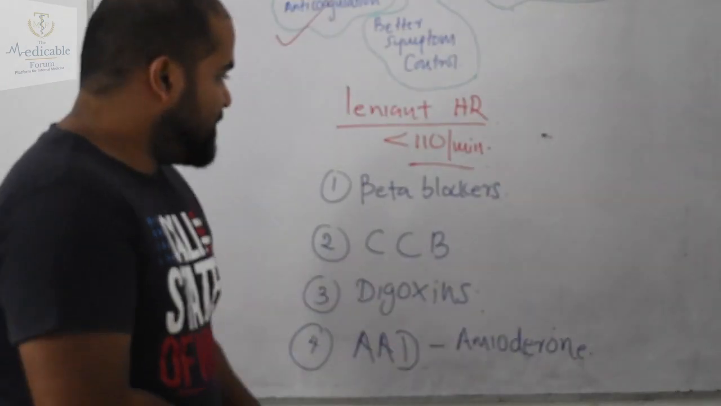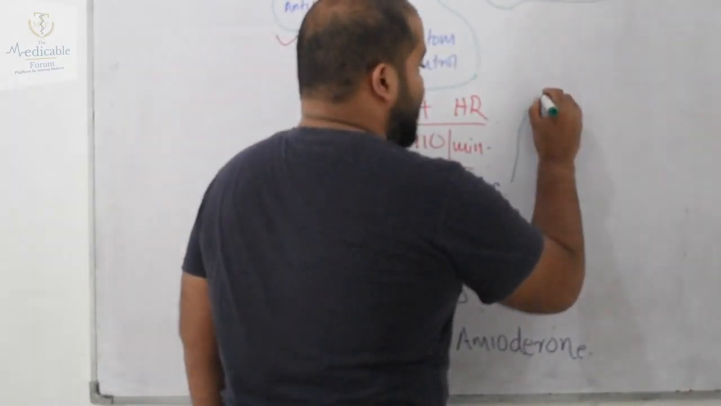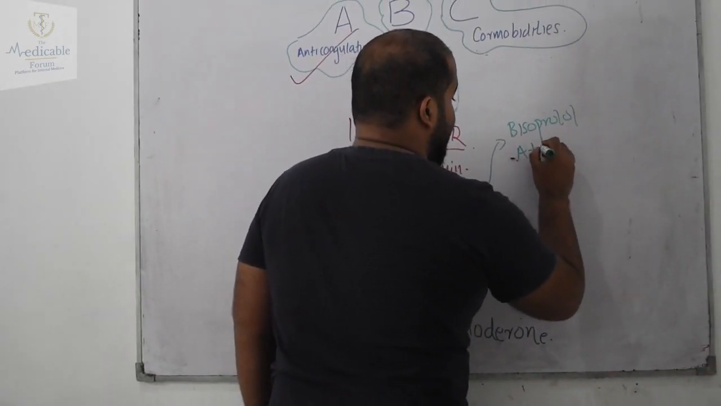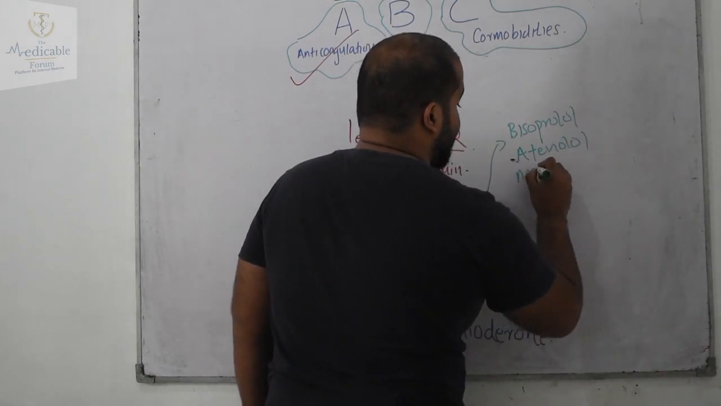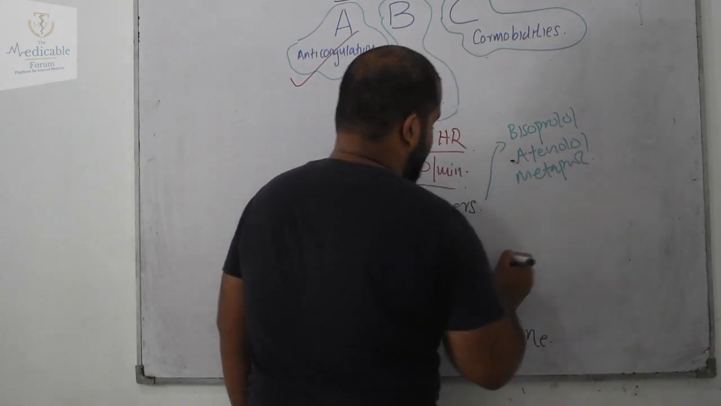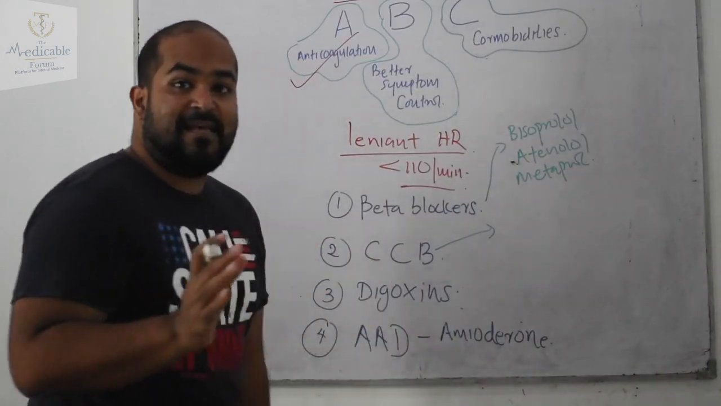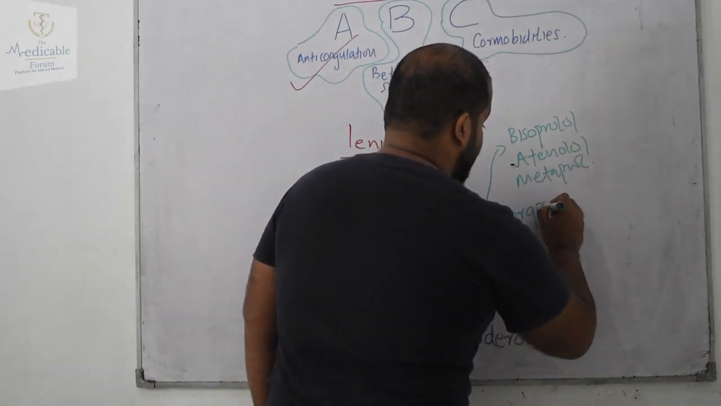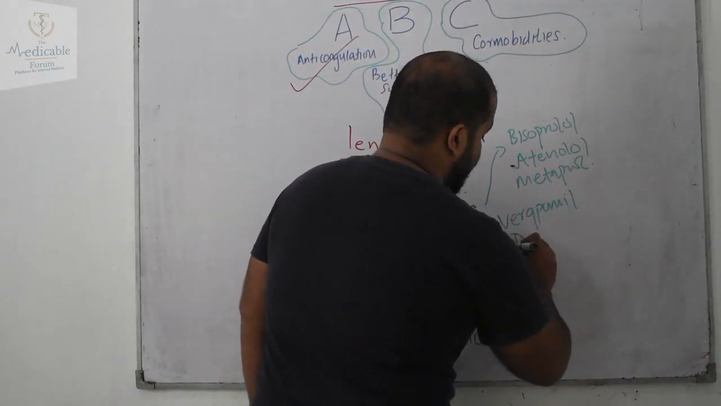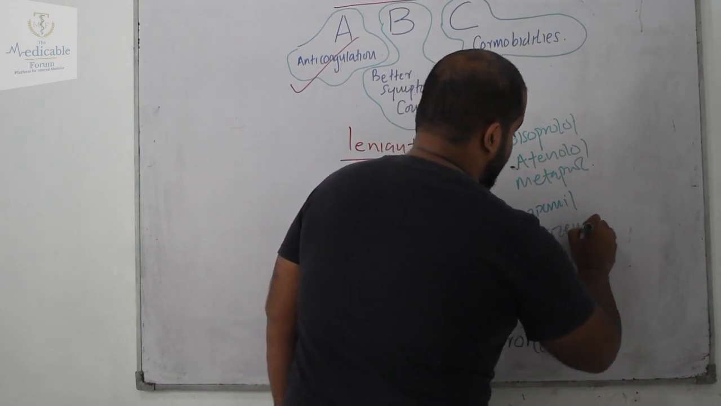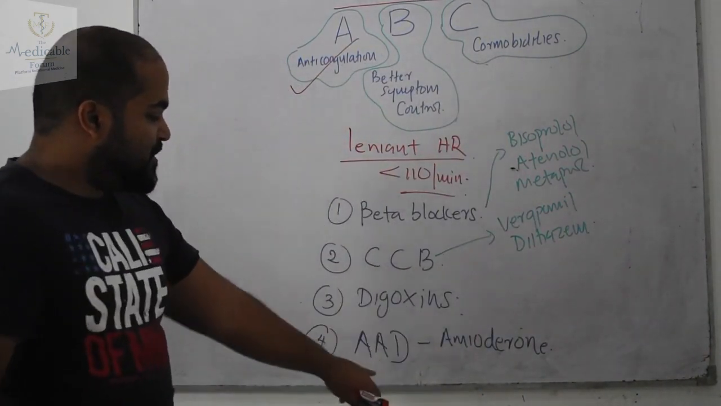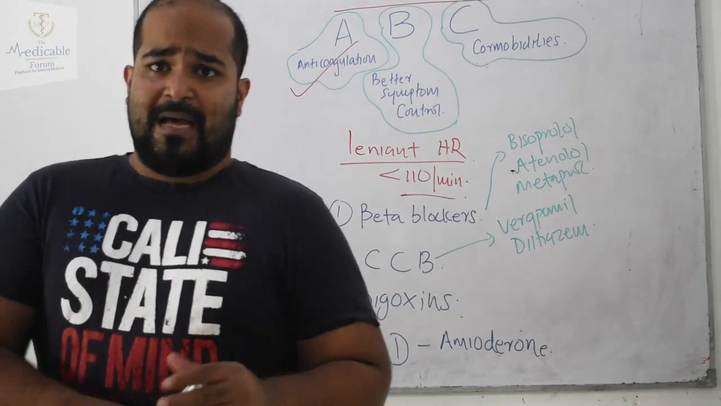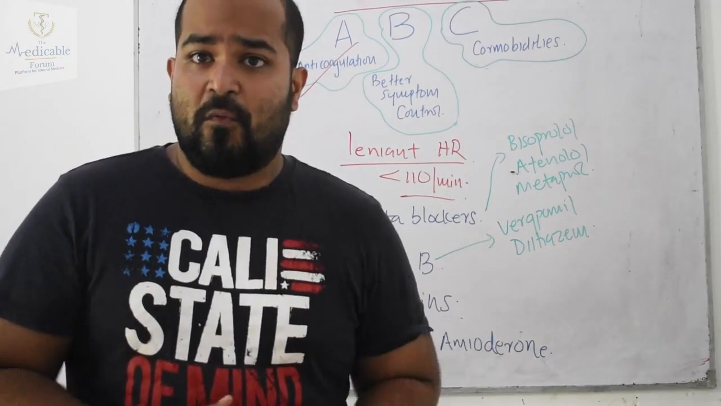So when you talk about these drugs, what are the options available? Beta blockers: you have bisoprolol, atenolol, metoprolol. Calcium channel blockers are the non-dihydropyridine calcium channel blockers, like verapamil and diltiazem. Then you have the digoxins, and if all fails, then you go for amiodarone, right? The choice of drug also depends on the comorbidities the patient has.